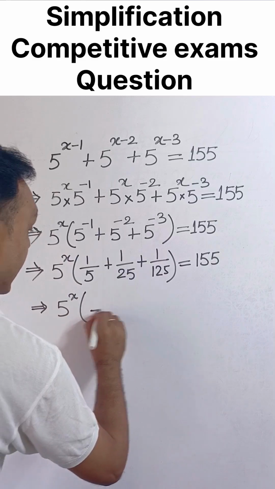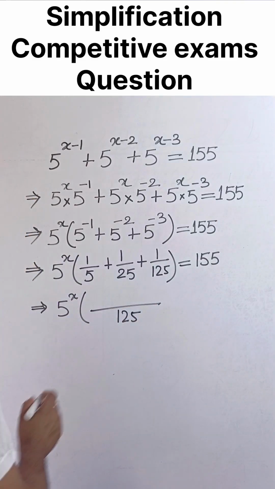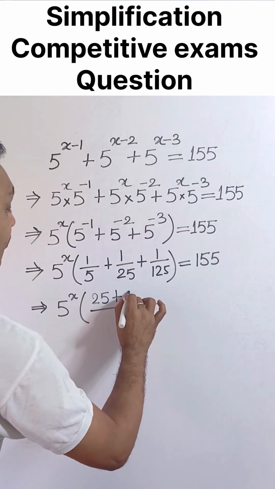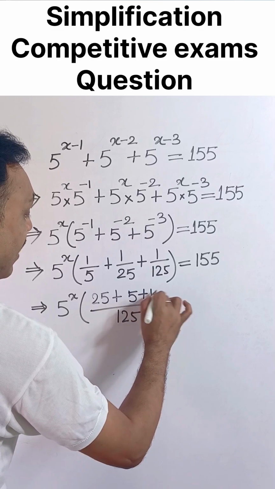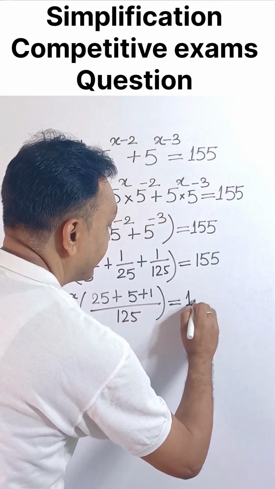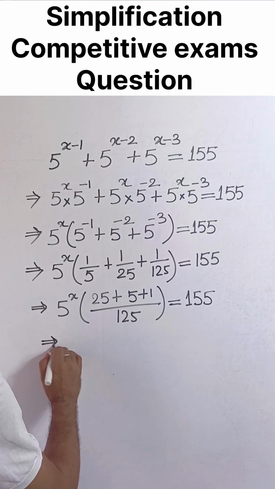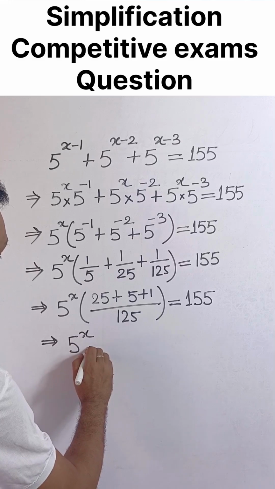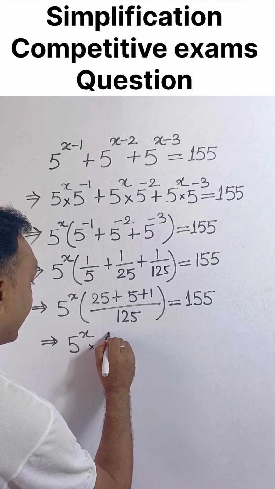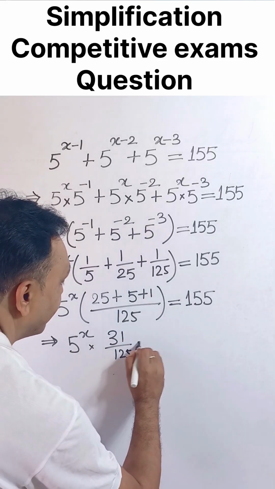Let's have a look. We can take the LCM 125. So that will give you 25 plus 5 plus 1. I hope you know how to do the LCM, so I'm not going to elaborate it, otherwise the video will be very lengthy. So now further we add up here, so it will give you 25 plus 5 plus 1 is 31, 31 divided by 125 is equal to 155.